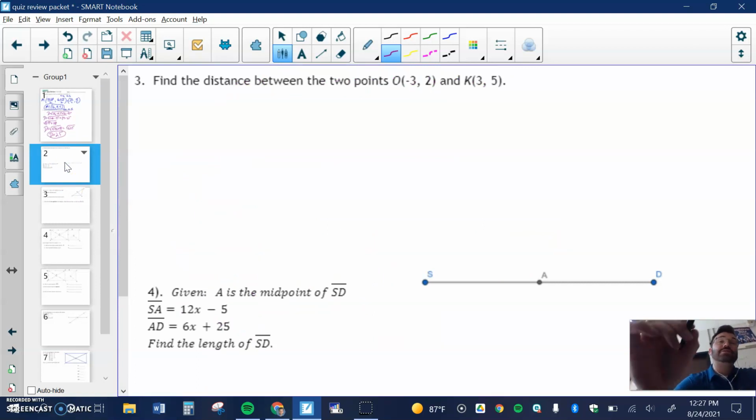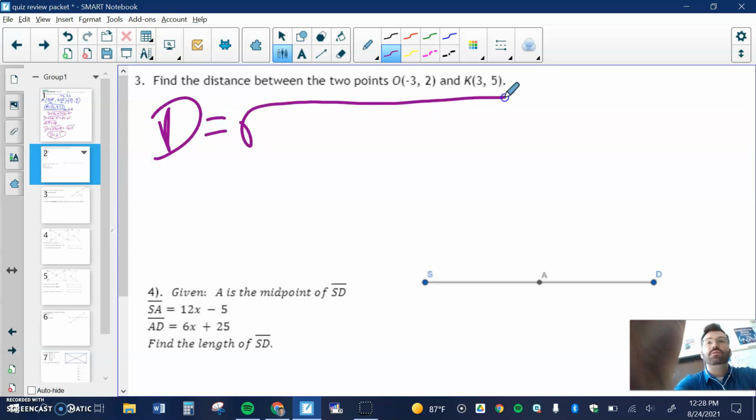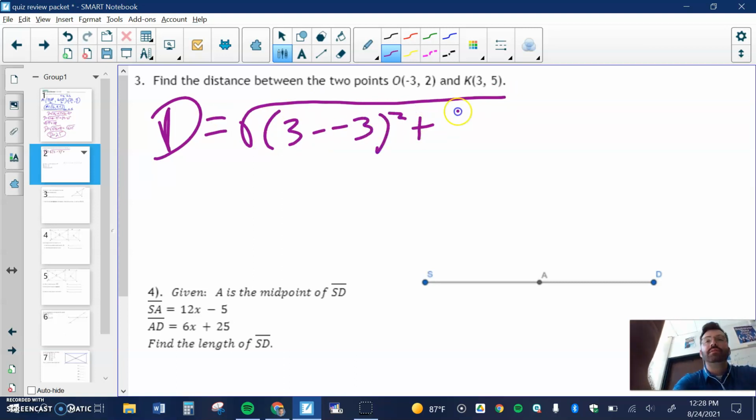Find distance between these 2 points. All right, so I'm going to use the same formula. I'm not going to write it down this time. I'm just going to go for it. D equals square root of x2, 3 minus negative 3 squared plus 5 minus 2 squared. Remember, when I subtract a negative, that's one big plus.